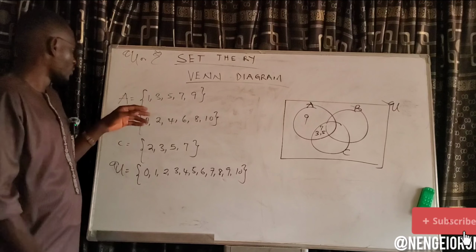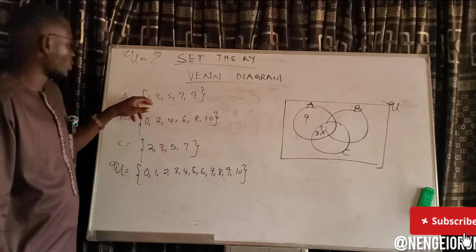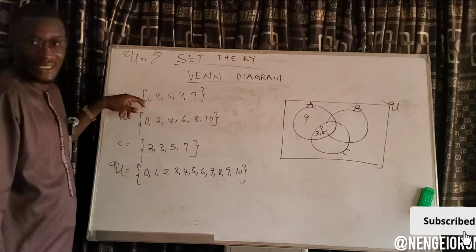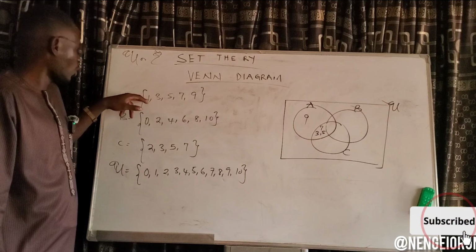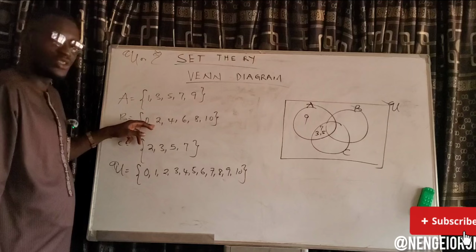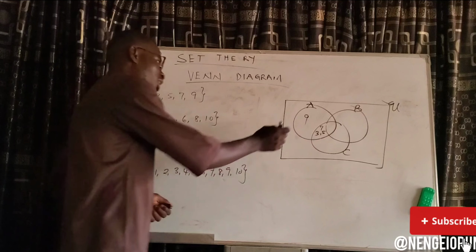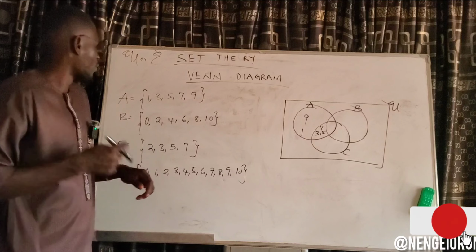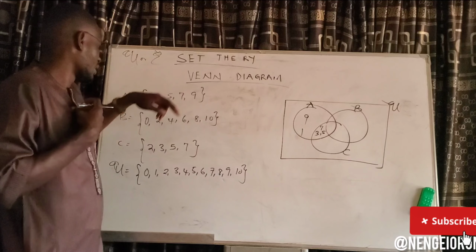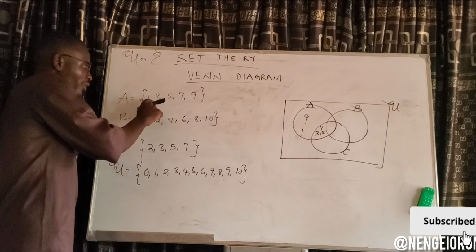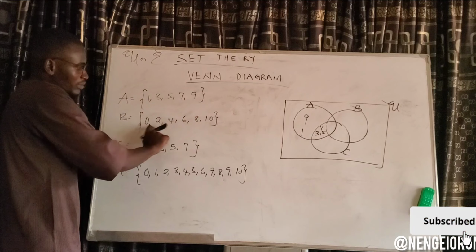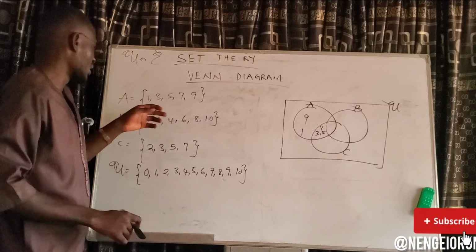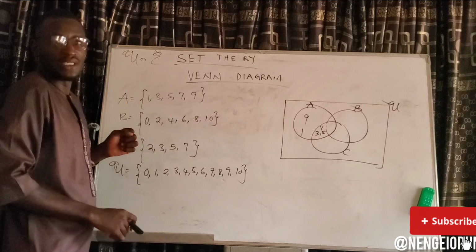So now we are done with set A. Sorry, we're not done with set A. We still have 1 here. This 1, it is only in set A. 1 is not here. 1 is not here. It is only in set A. Now we are done with the element of set A. Set A does not intersect with set B. It only intersects with set C.